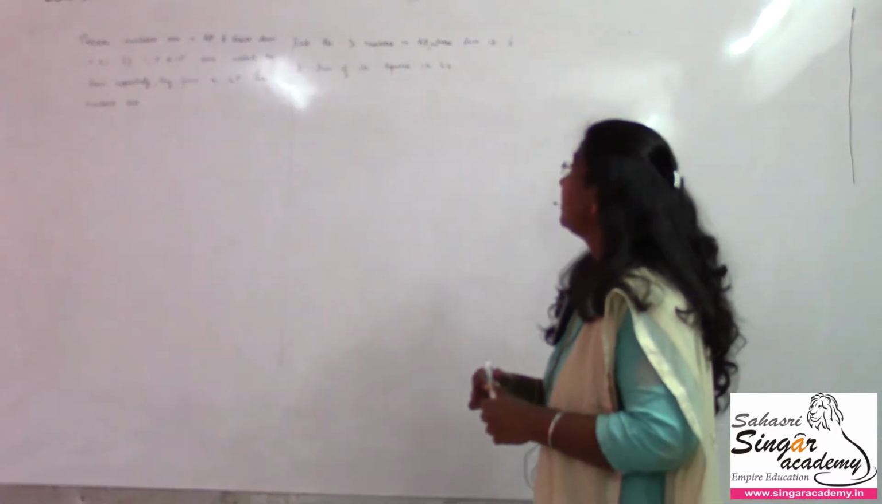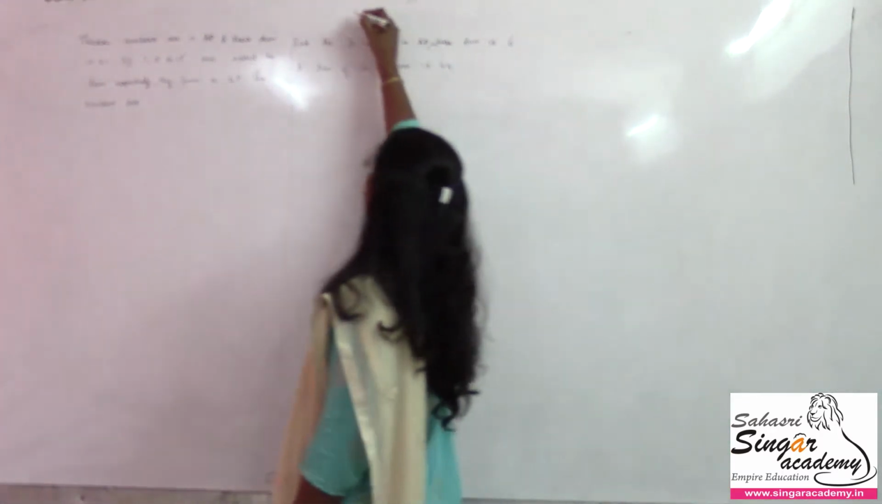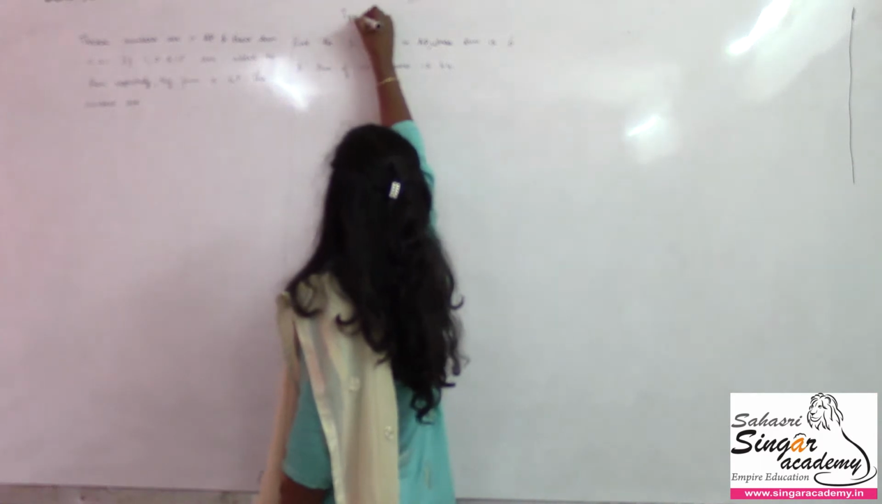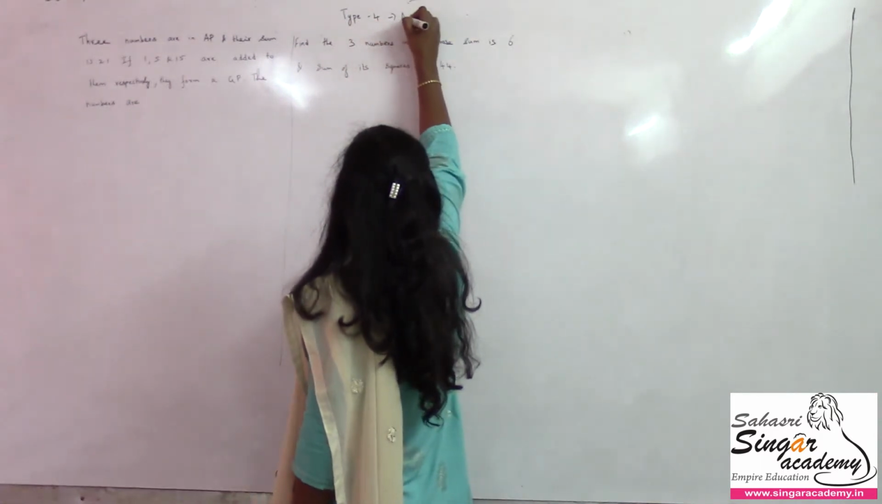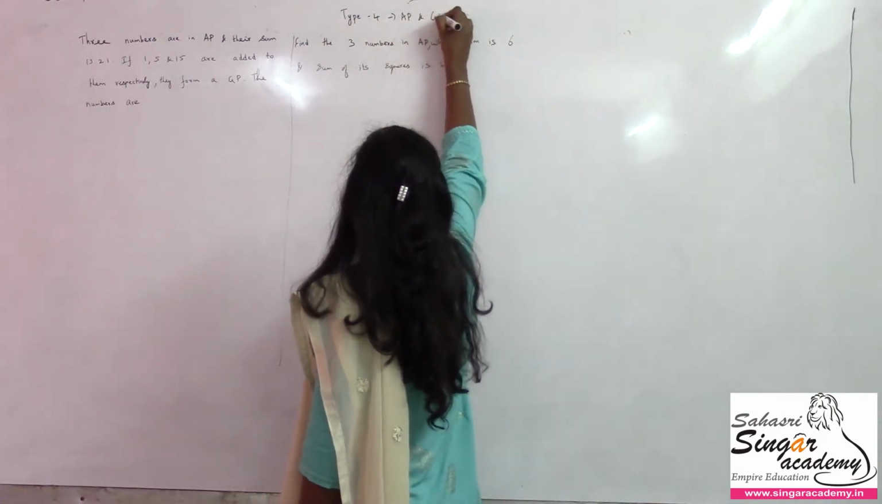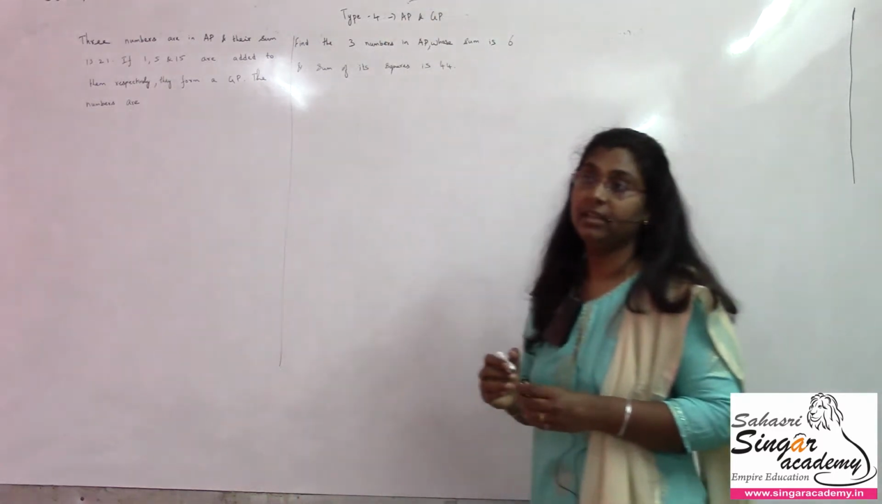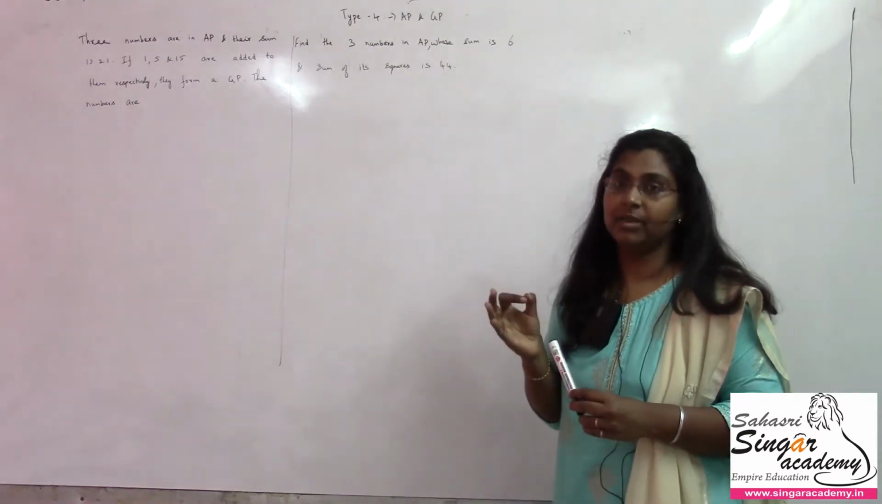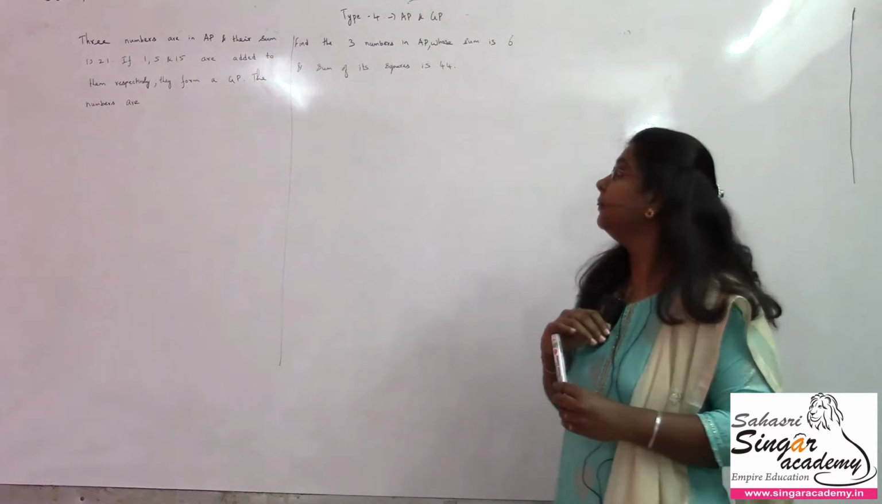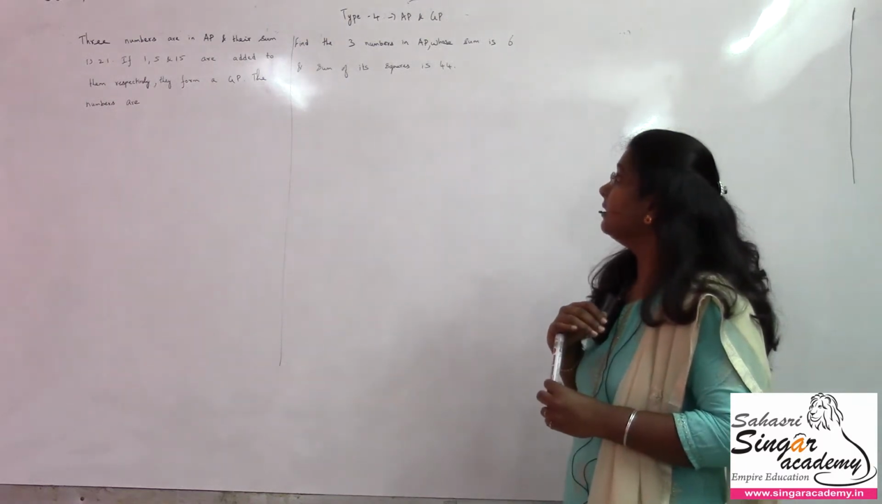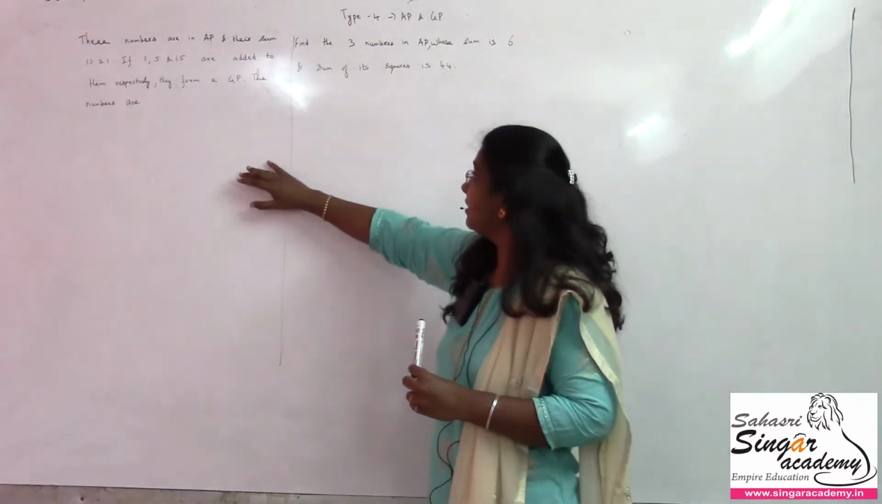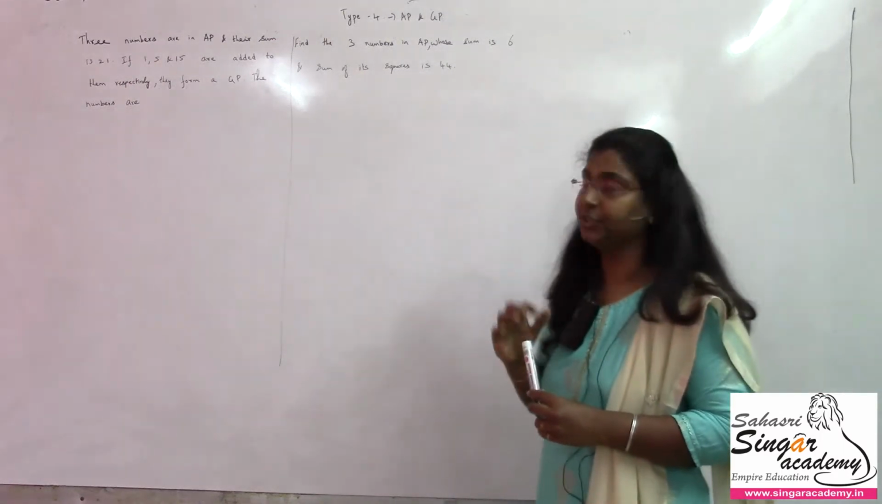In earlier sessions, we were discussing type 4 problems on AP and GP, where a number will be given and that will be divided as 3 numbers either in AP or in GP. Sometimes the problem arises like this.